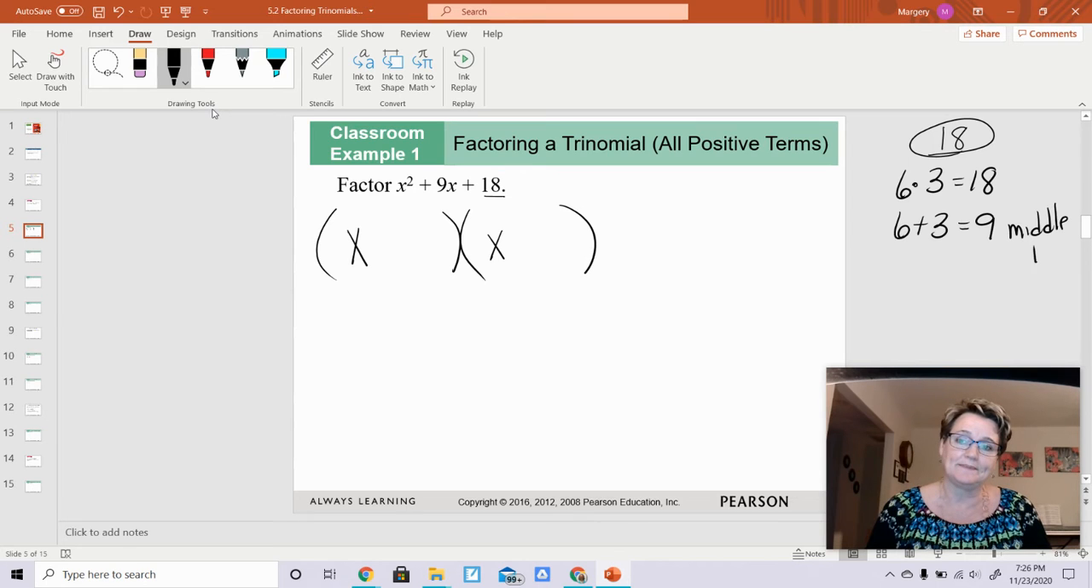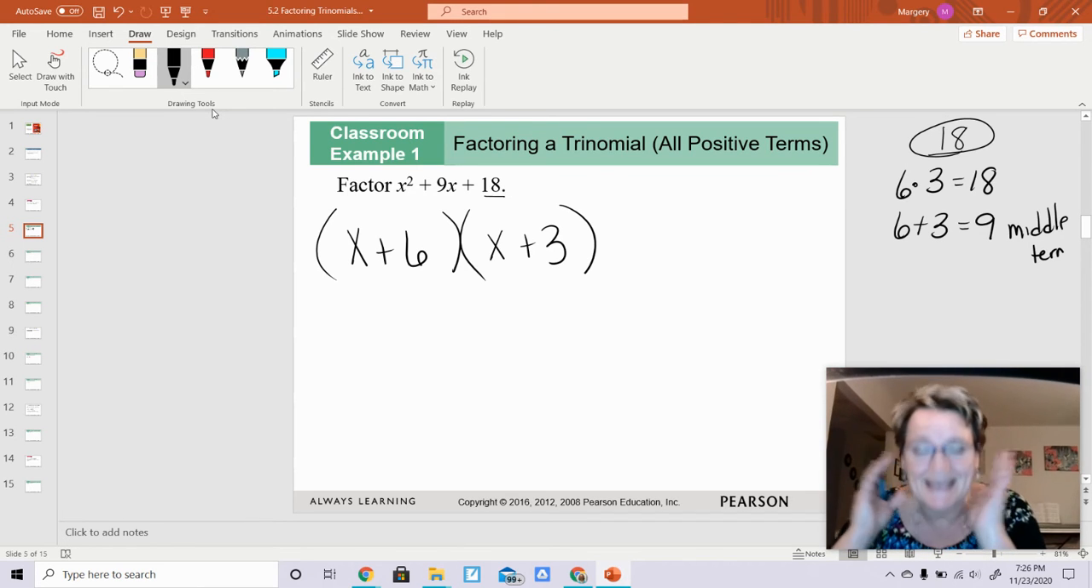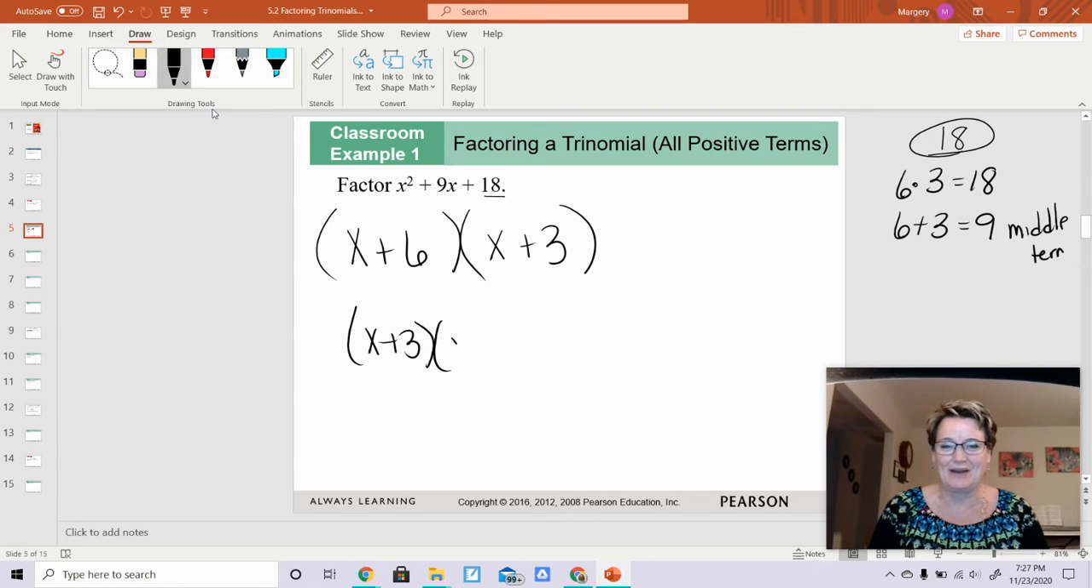All you have to do is put a positive 6 here and a positive 3 here. By the way, it doesn't matter. You can go x plus 3 times x plus 6, or switch them around. That's not a big deal. These mean the same exact thing. If I multiplied them out together, I would get x squared plus 9x plus 18.